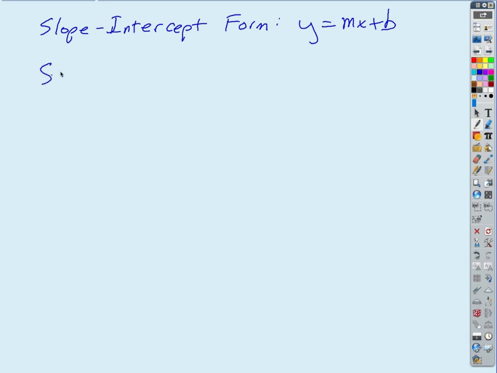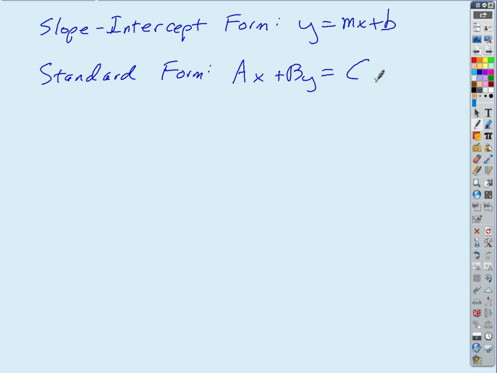We also talked about standard form last week. What's that one? What's standard form? Dominic, remember what standard form is? I'll get you started. AX, remember? Plus BY equals C. Okay, good. So we had AX plus BY equals C.